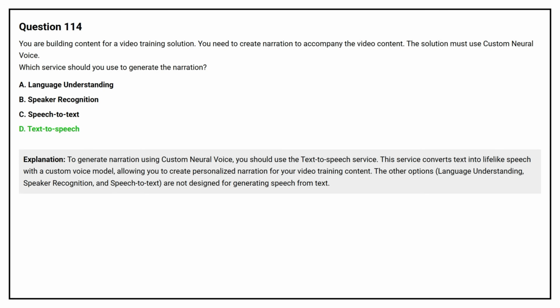To generate narration using custom neural voice, you should use the text-to-speech service. This service converts text into lifelike speech with a custom voice model, allowing you to create personalized narration for your video training content. The other options, language understanding, speaker recognition, and speech-to-text, are not designed for generating speech from text.